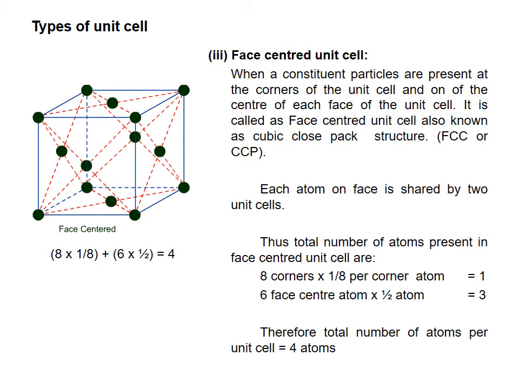Thus, we can say that there are 8 into 1/8, that is equal to 1 atom on the corner, and a cube has 6 faces and each face is shared by 2 unit cells, and therefore it contains 6 into 1/2, that is equal to 3 atoms on the faces. In total, 1 plus 3, that is equal to 4 atoms. Therefore, every face-centered unit cell has a total of 4 atoms.